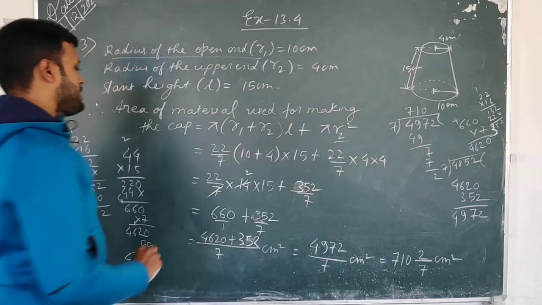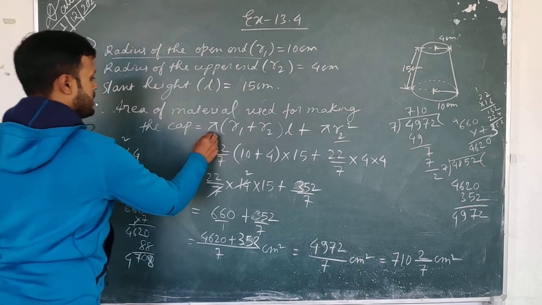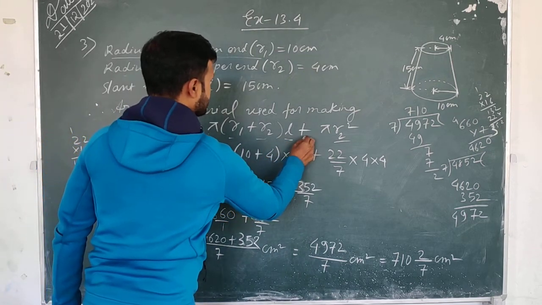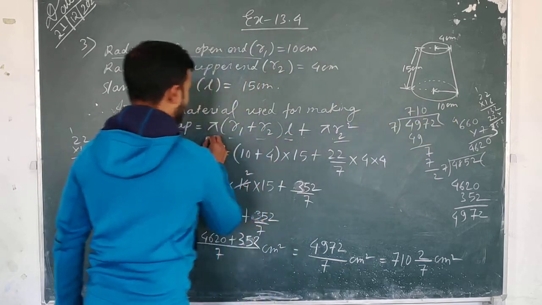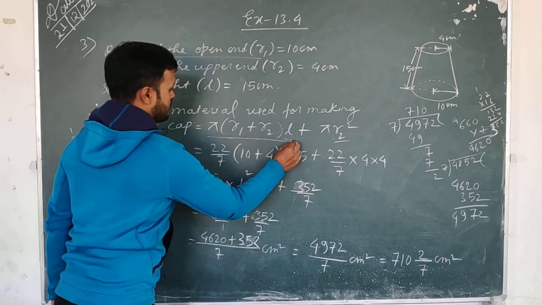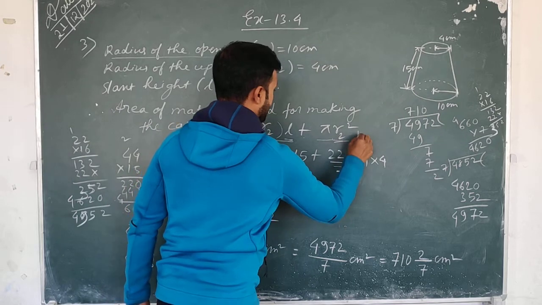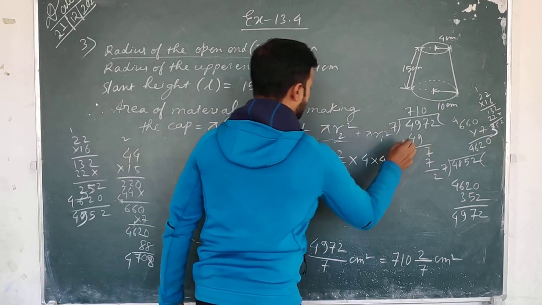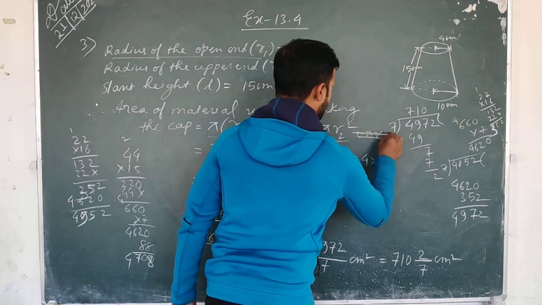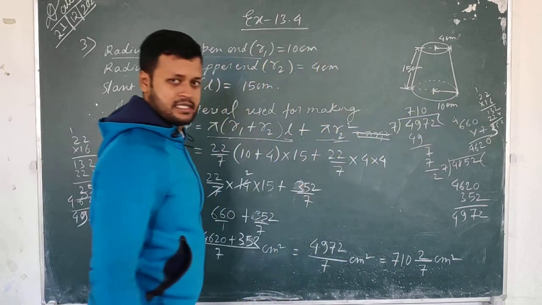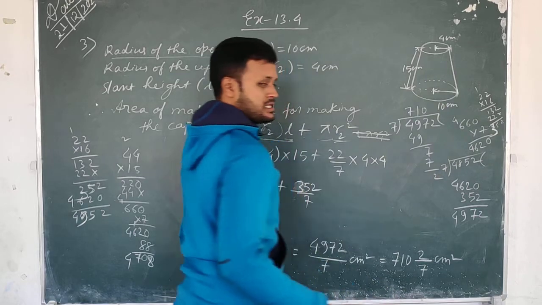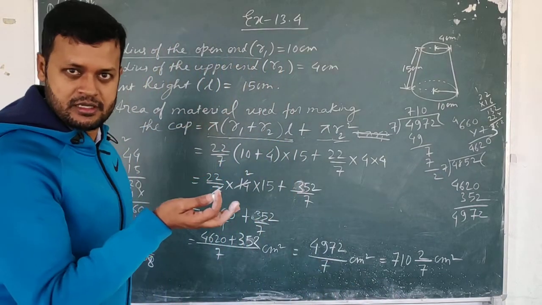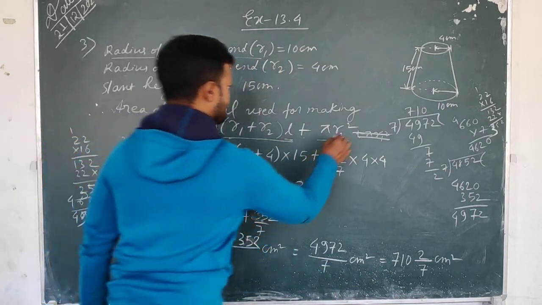So area of the material used for making the cap is equal to pi (R1 plus R2) into L plus pi R2 square only. The total surface area is given as pi (R1 plus R2) L plus pi R2 square plus pi R1 square. But we will not write pi R1 square. Why? Because this side is the open end, isn't it? The open end does not have any surface. So this circular area does not have any surface. You understand? So pi R1 square is not required.